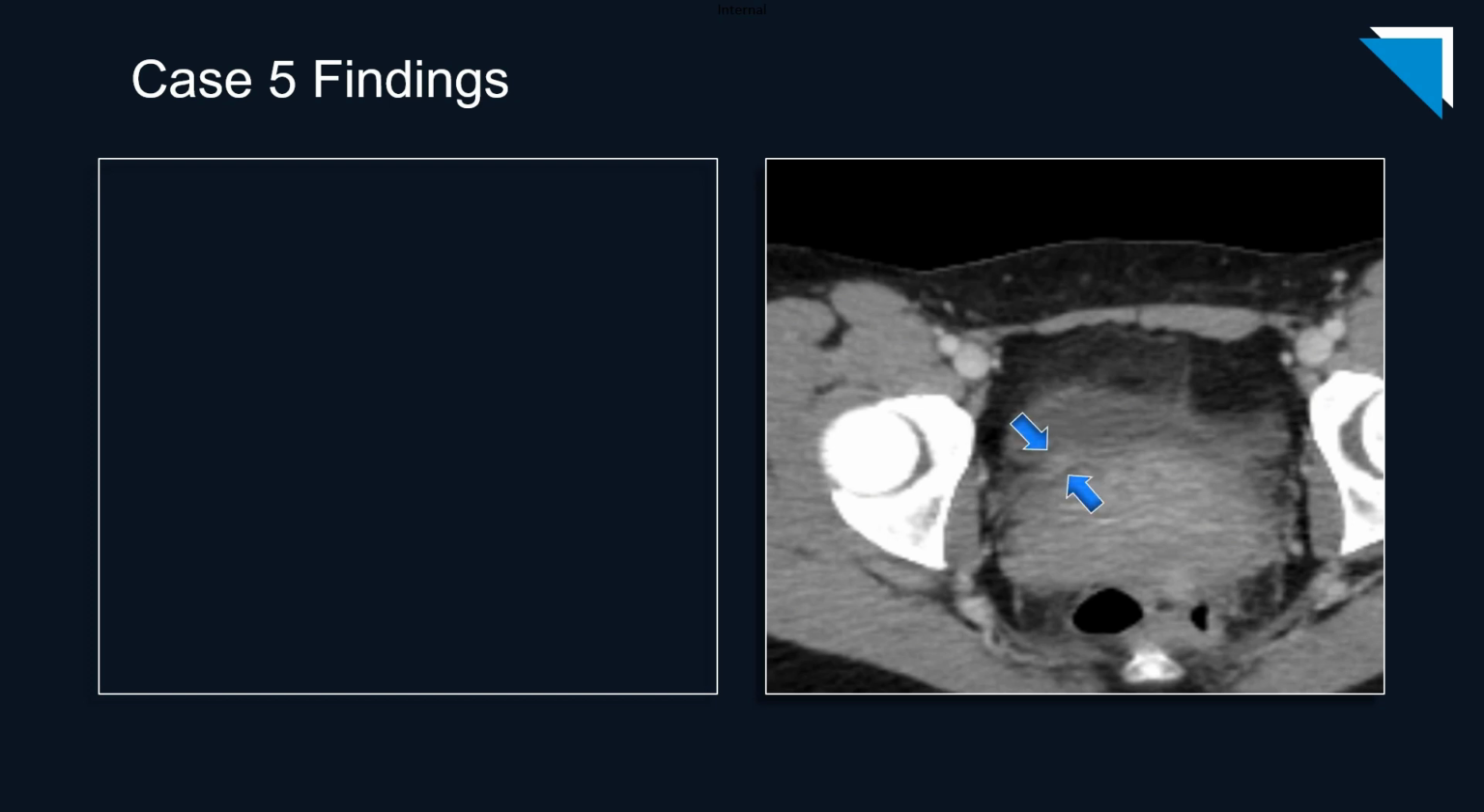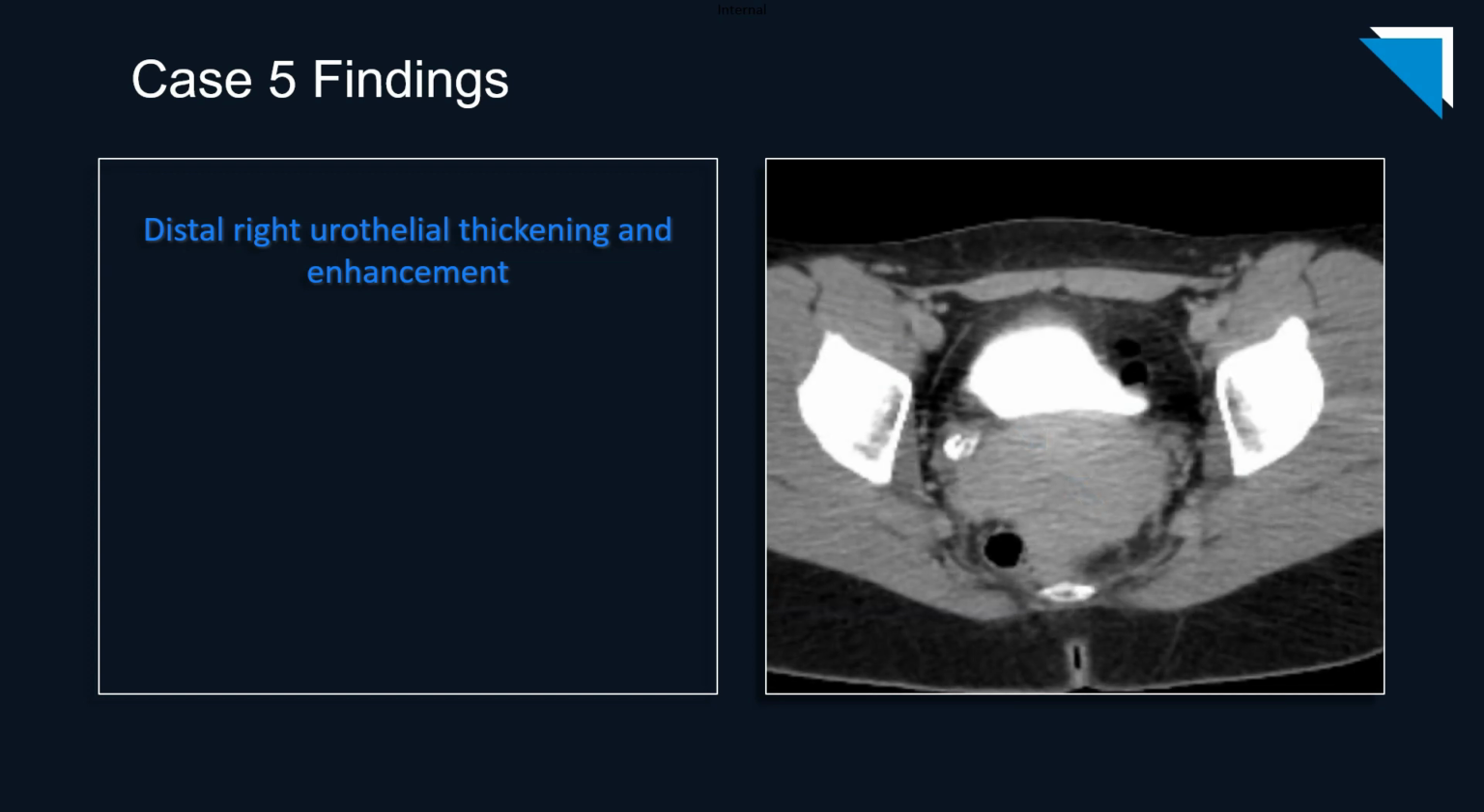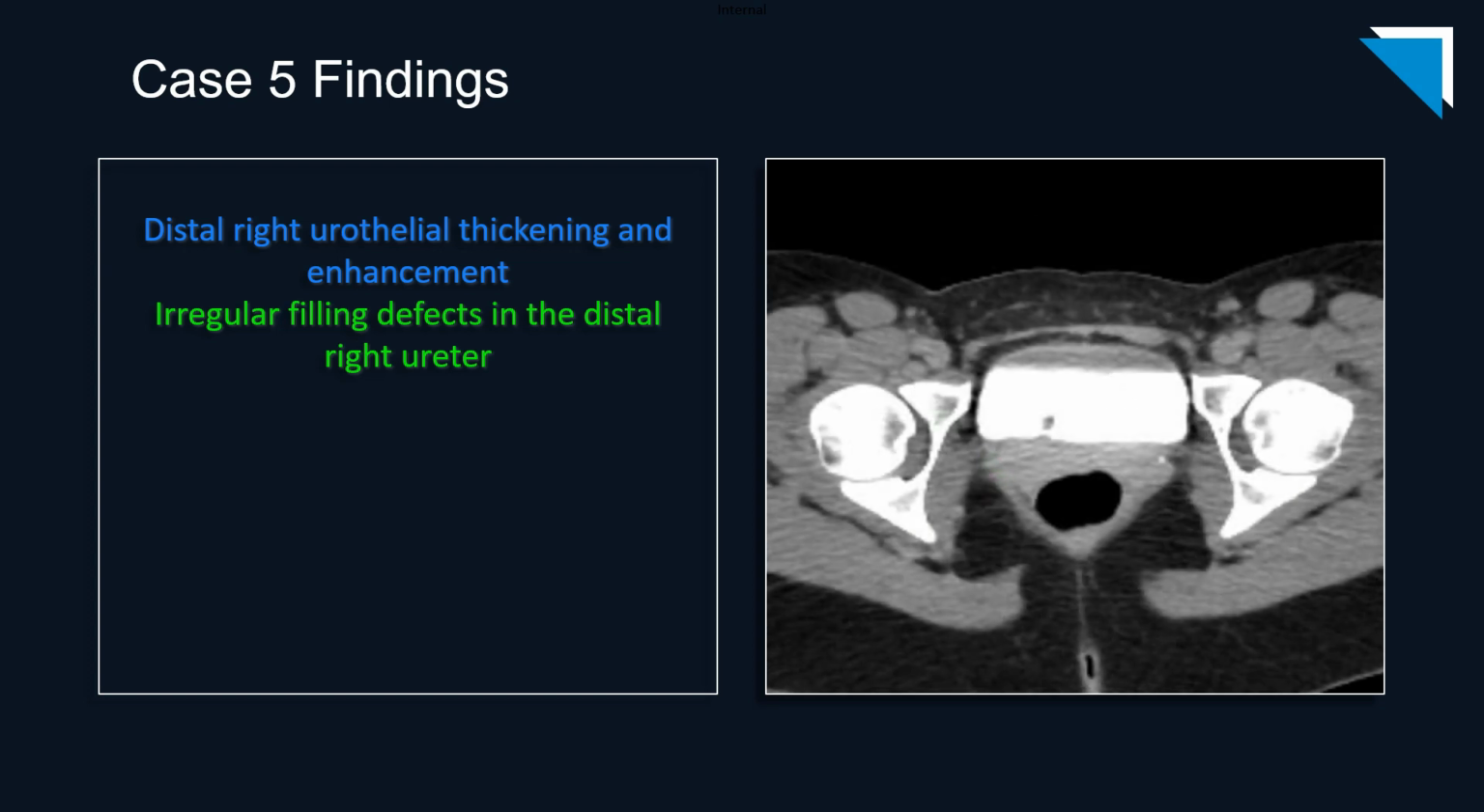There is very subtle urothelial thickening and enhancement at the level of the UVJ. There are irregular linear filling defects in the distal ureter. There is also lobular soft tissue projecting into the urinary bladder. This finding is visible on all the images, however, it is brought into much sharper relief by the presence of contrast in the urinary bladder on the delayed images.